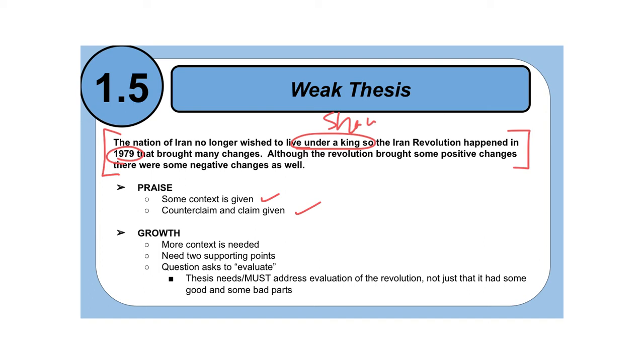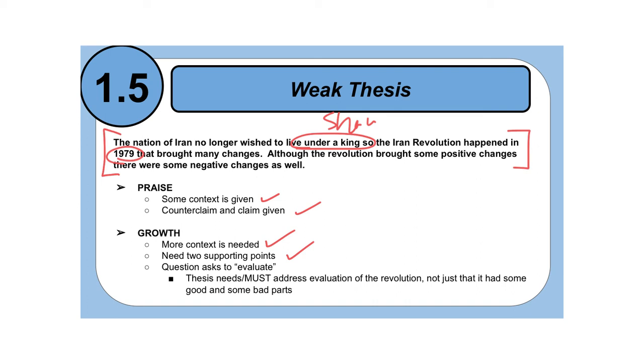There are some areas for growth. So first of all, a lot more context is needed. This is short, sweet, and simple, and it works, and it gets the job done. But there is more context needed. They also need two supporting points. So we need two supporting points, not just a claim and a counterclaim. So that's an area of growth.